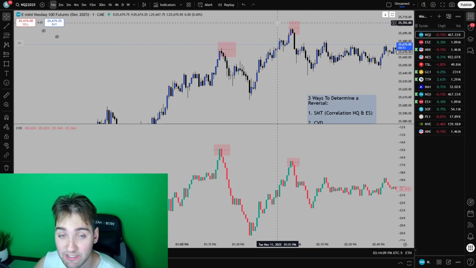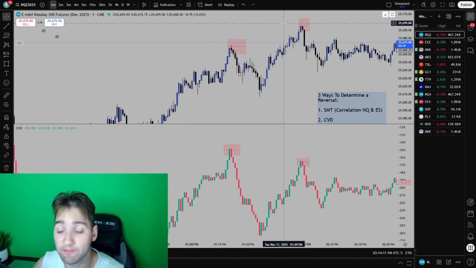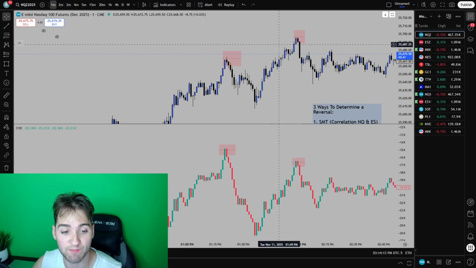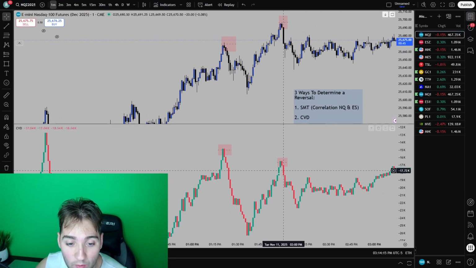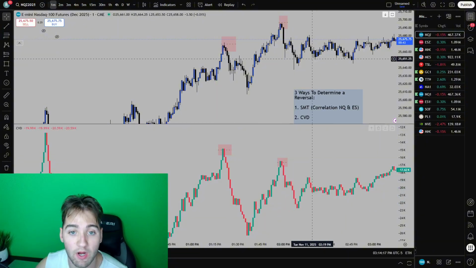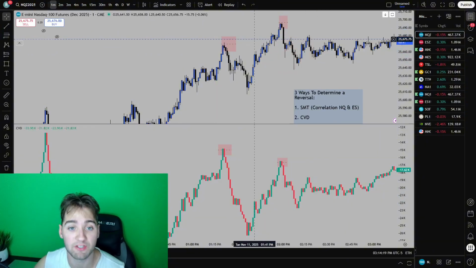It's kind of like an SMT, but it shows divergence, okay? Divergence between this. So what does that indicate? Well, price will deliver lower. Okay, price delivered lower after this was created.